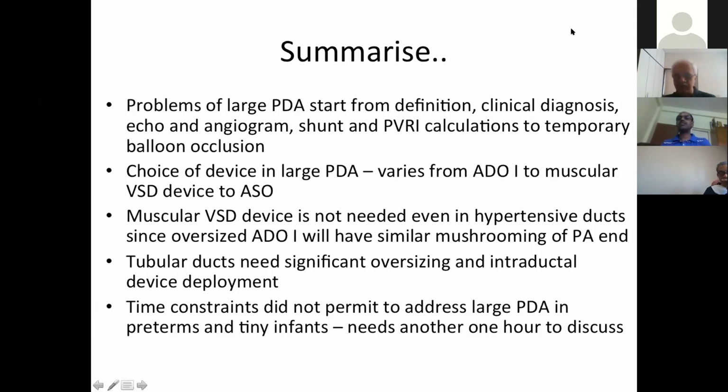Thanks, Shiva, for showing us really a large spectrum of PDA morphologies and PDA hemodynamics and your approach to addressing these PDAs. So I think we'll take a few questions from the audience. The first question is from Dr. Rajesh. How to calculate QP by QS in a patient with PDA by echo?